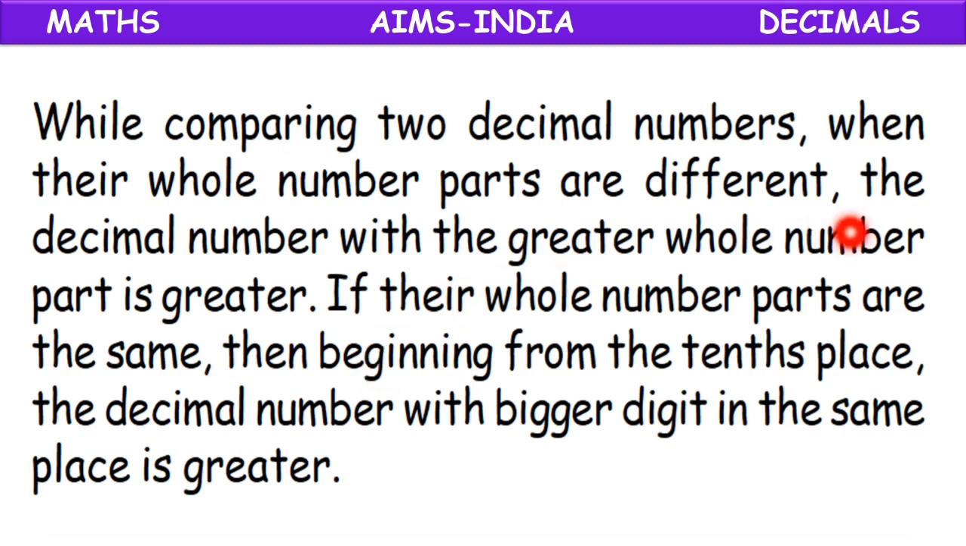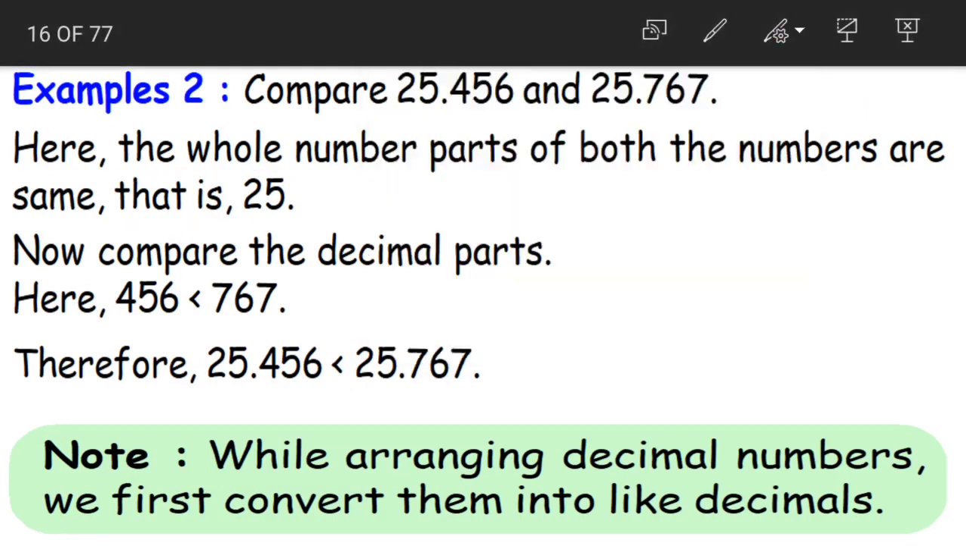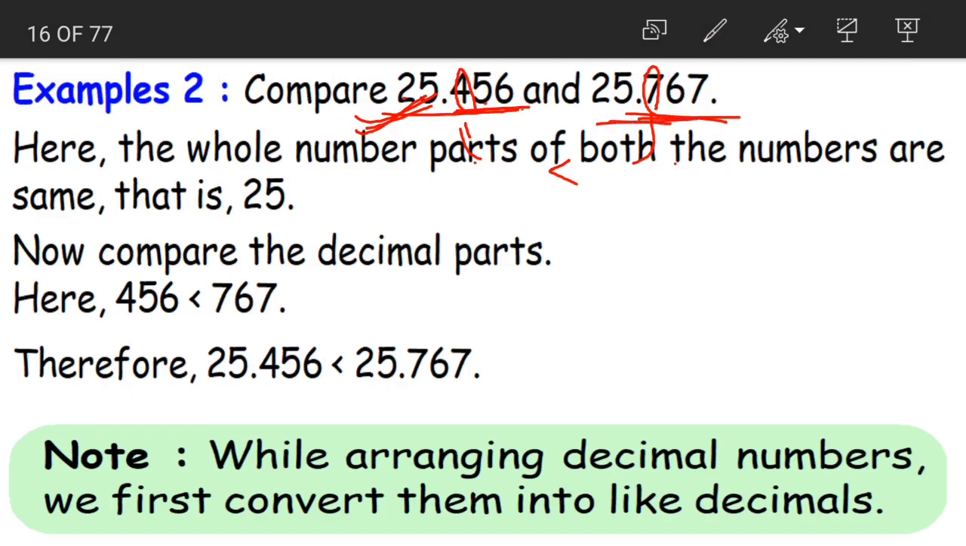While comparing two decimal numbers, when their whole number parts are different, the decimal number with the greater whole number part is greater, and if their whole number parts are the same, then beginning from the tenths place, the decimal number with the bigger digit in the same place is greater. That is what, right? How will we compare these two? We'll compare from this part. Yes, 4 and 7. 4 is less than 7. So the decimal number 25.456 is less than the decimal number 25.767.